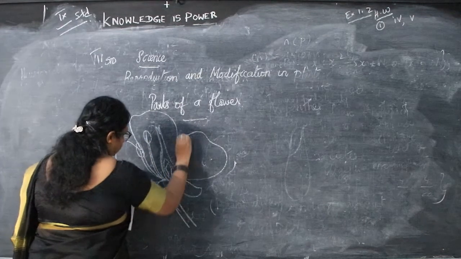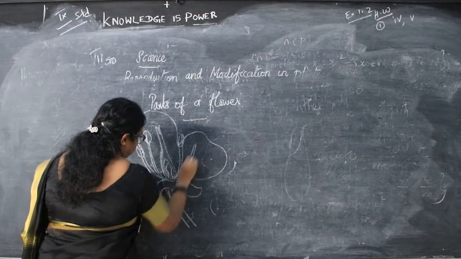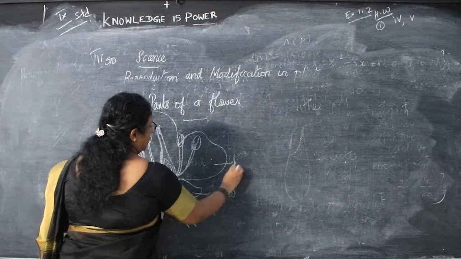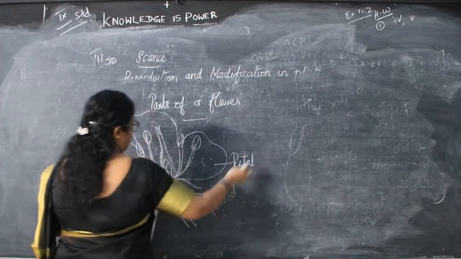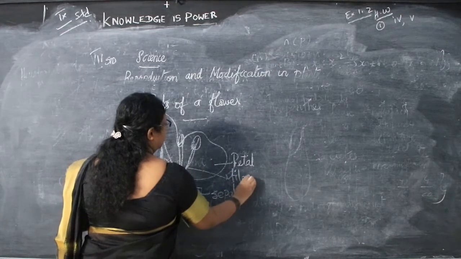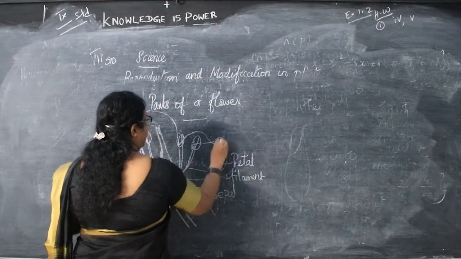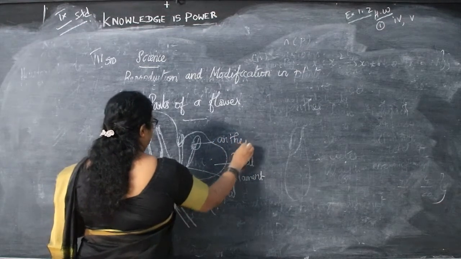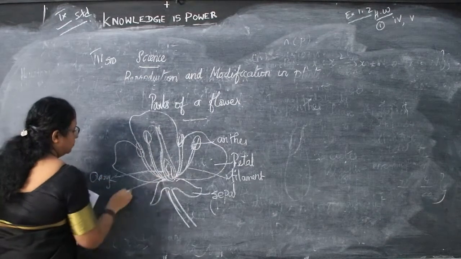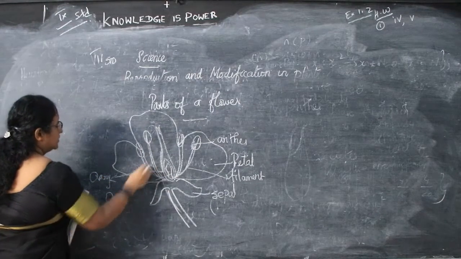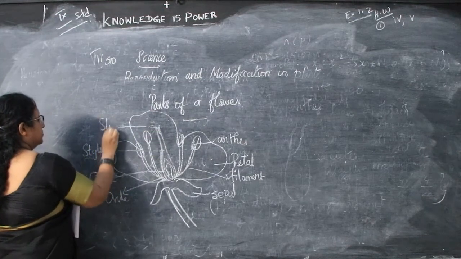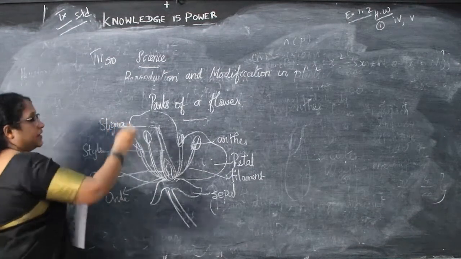I think you know what I taught you. This is a sepal, this is a petal, this is a filament, anther, ovary, ovule, style and stigma. So these are the parts of a flower.